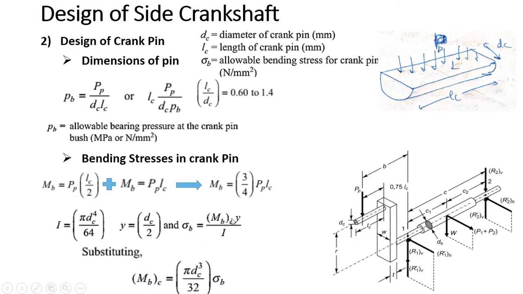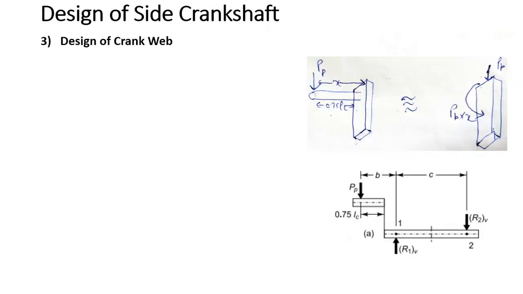So sigma b will be again from the bending equation, M upon I equals sigma upon y. You calculate the value of sigma here, and substituting back into all these expressions, you will get this expression, and using this expression you calculate the value of sigma b now. And if this sigma b is within the range of the allowable bending stress of the material of this crank pin, then the design is safe. Otherwise we have to think of changing the dimensions of the component. This is how we design the crank pin.